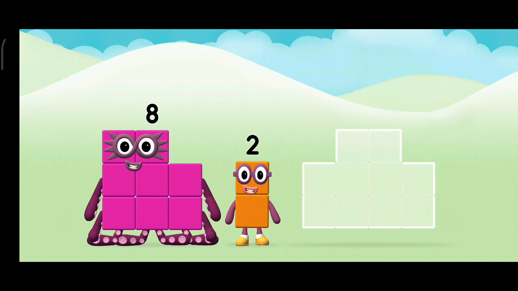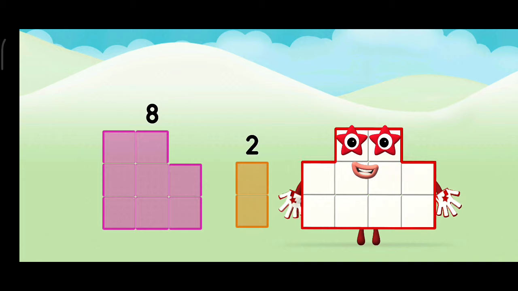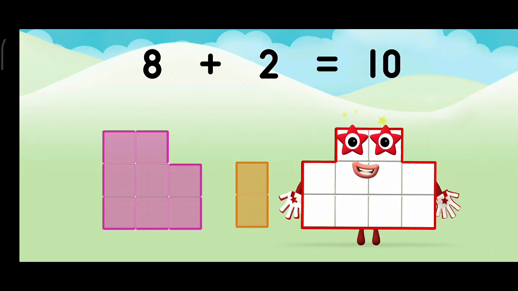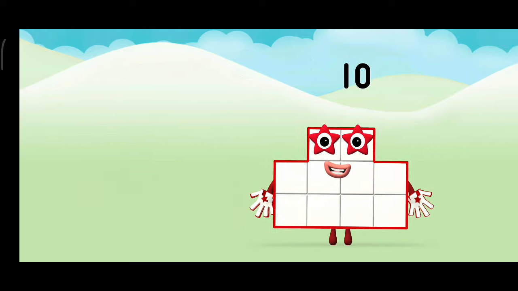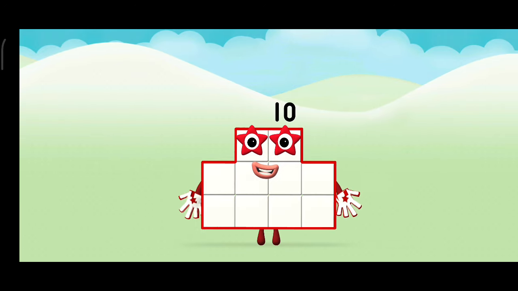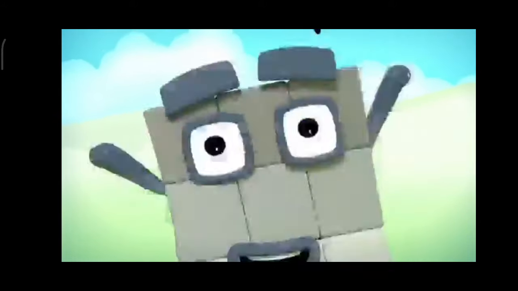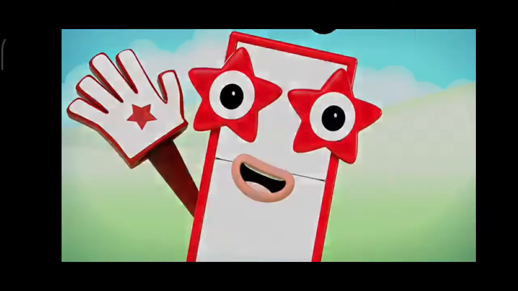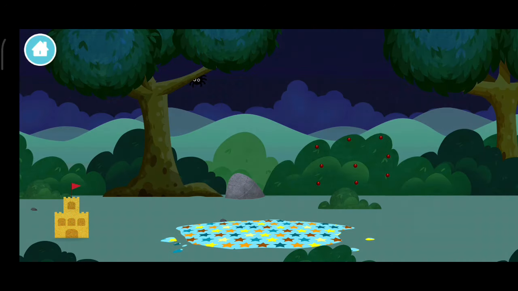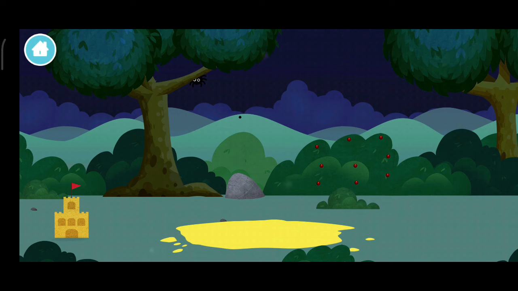Can you add the number blocks together? Eight. Two. Eight plus two equals ten. Well done! One, two, three, four, five, six, seven. Amazing! You have unlocked a sand pit.